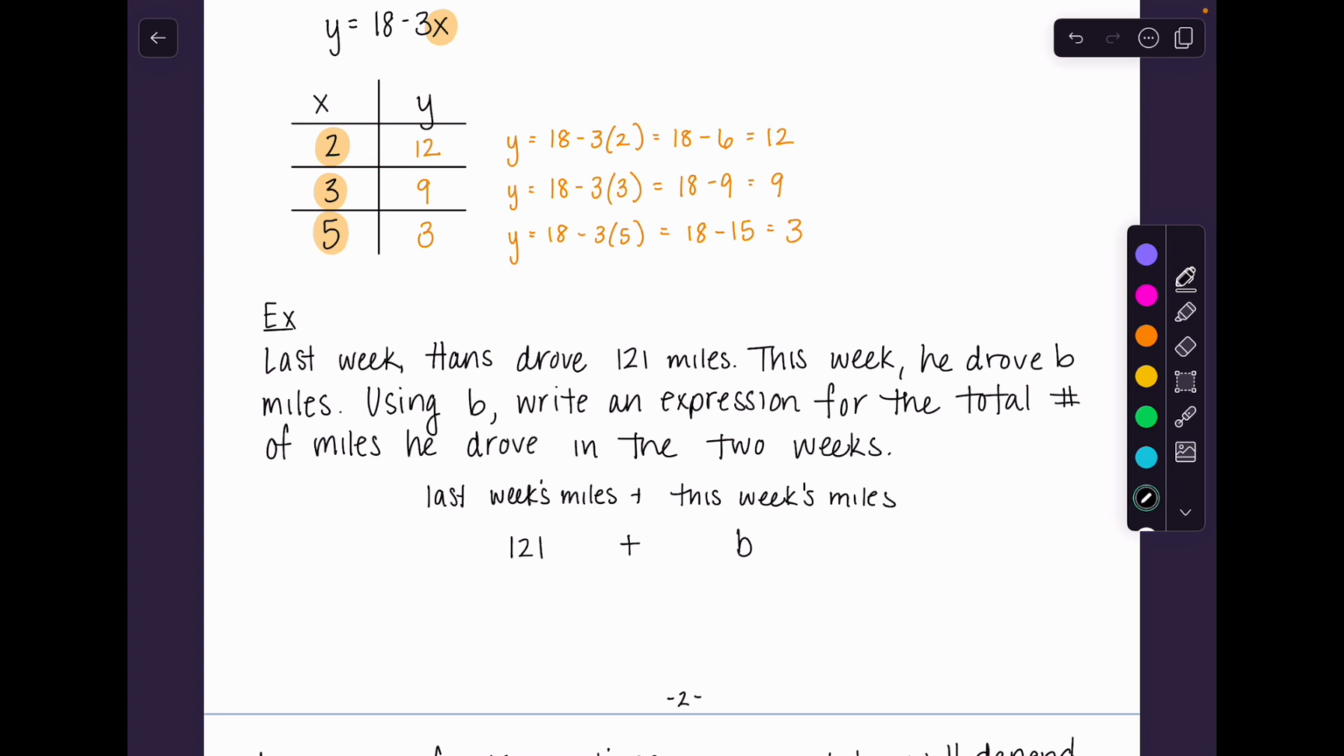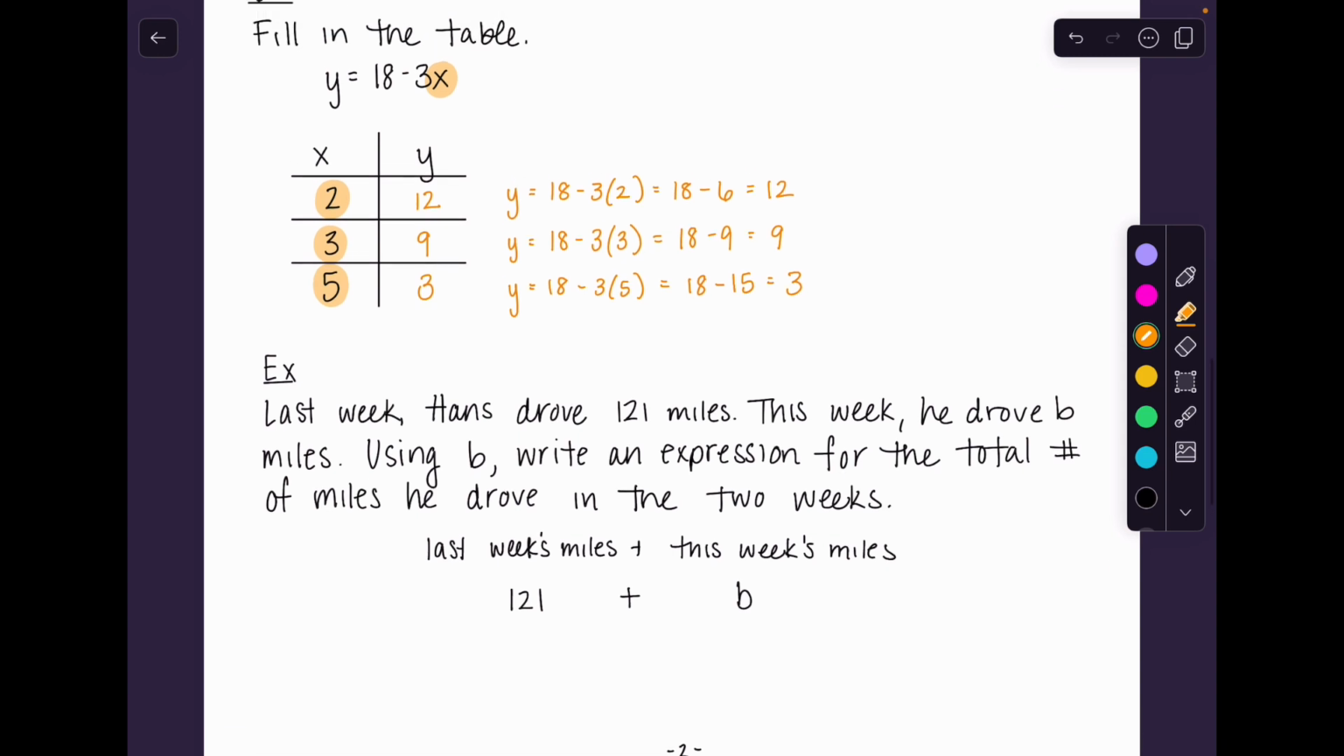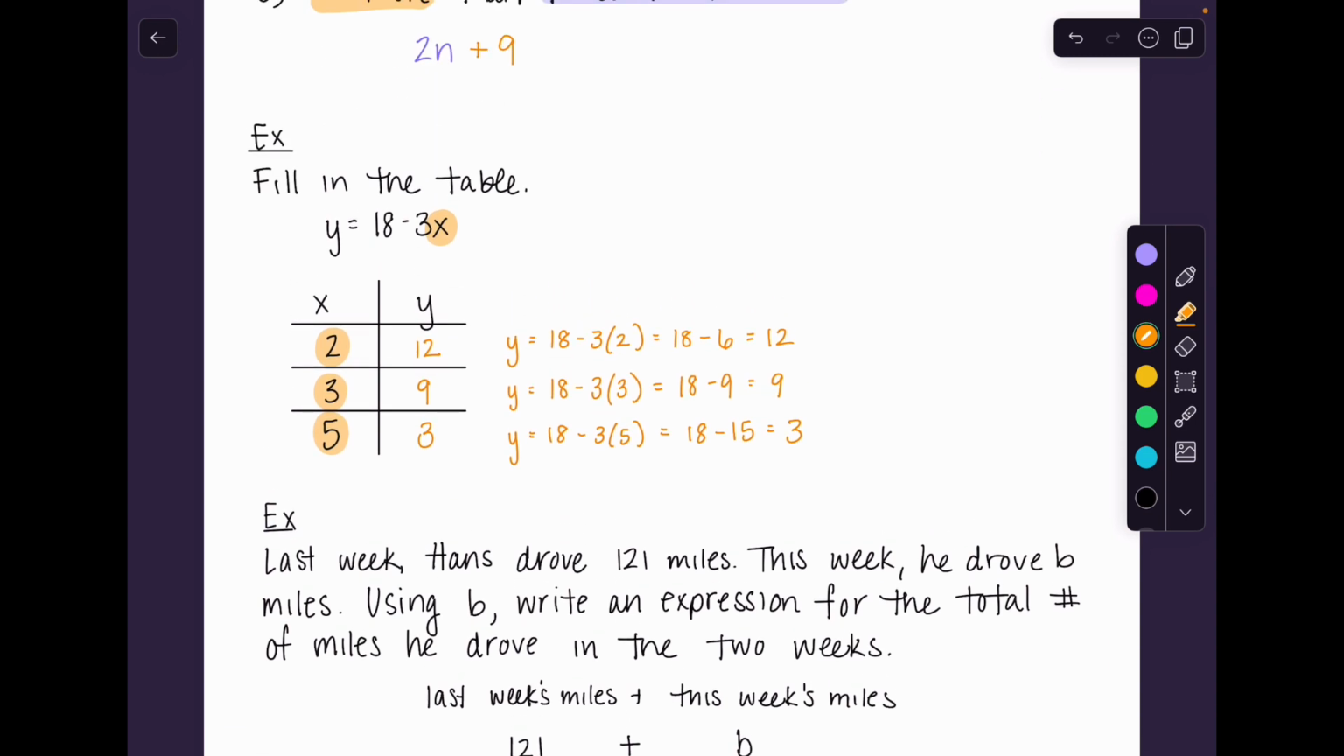Okay. Now before we move on to the next part, I'm going to go back up here for a second. What we actually have in this particular equation is the variable y depends on the value of x, because I couldn't find the y value until I knew what x was. So I had to plug each of these values into my equation to find this output.